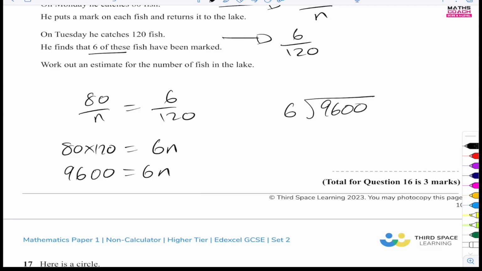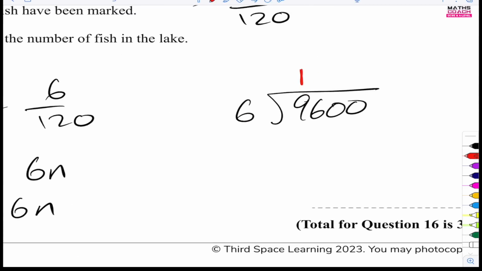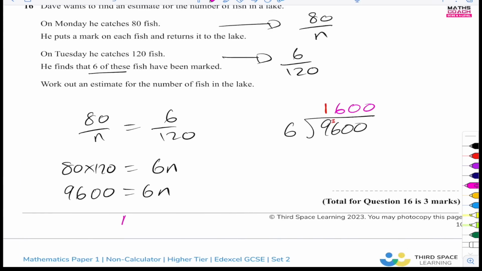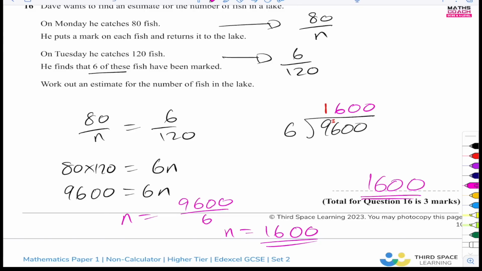We're going to have to use long division for this one. So how many times does 6 go into 9? It goes in once. The remainder is 3. How many times does 6 go into 36? It goes in 6 times. And then we've got the zeros left over. So we're just going to add those zeros along. Okay. So it's 1,600. So N is equal to 9,600 divided by 6. N is equal to 1,600. There you go. So there's 1,600 fish in the lake.